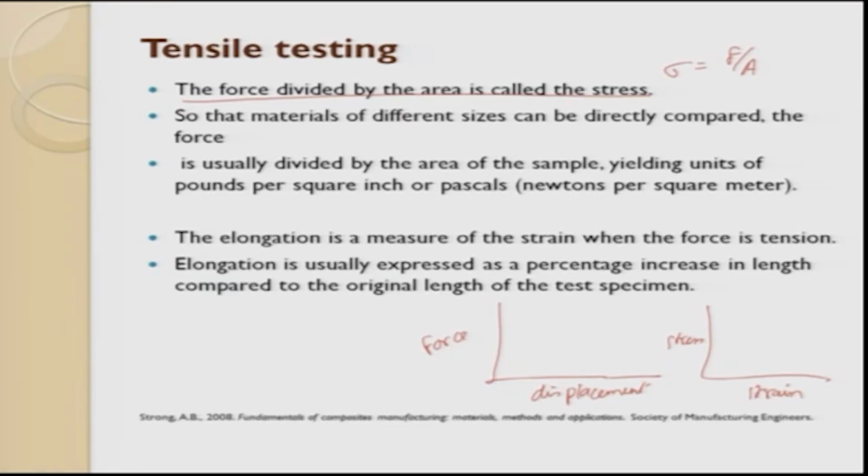So the force divided by area is nothing but the stress. A material of different size can be directly compared because the force is usually divided by the area of the sample. The unit is Newton per millimeter square or something, so that is the stress. Elongation is strain. Strain is a unitless quantity, so we generally talk about percentage of elongation. It tells you what displacement you get, and the elongation is expressed in terms of percentage.